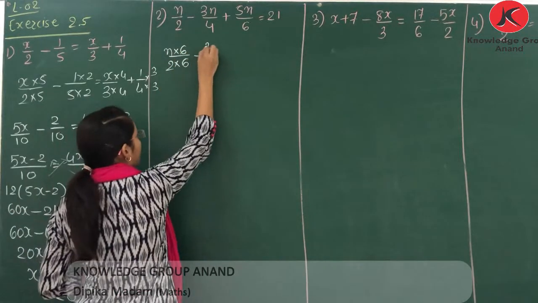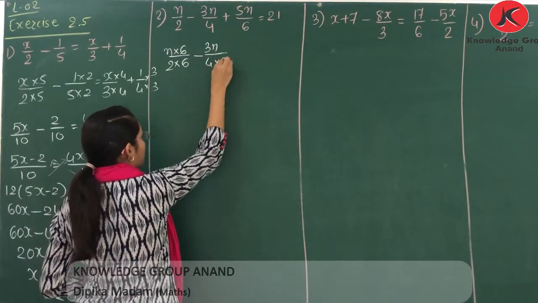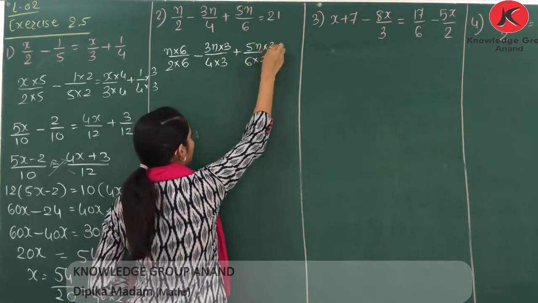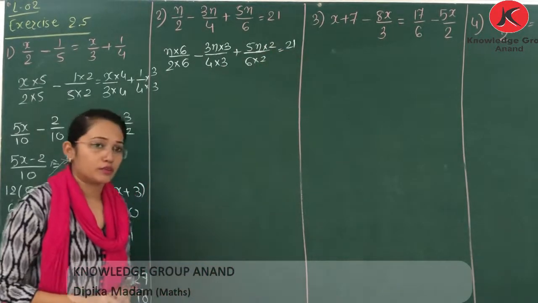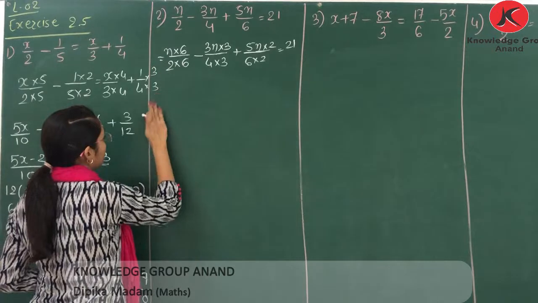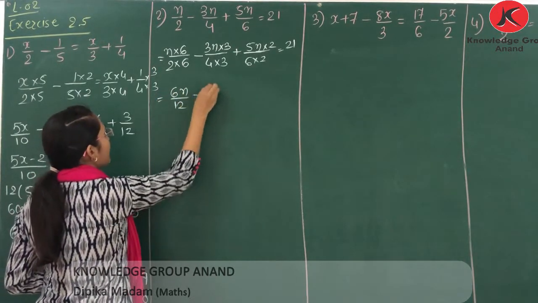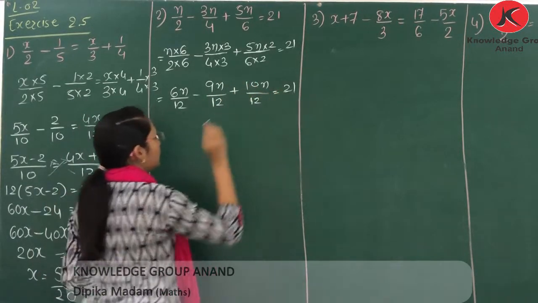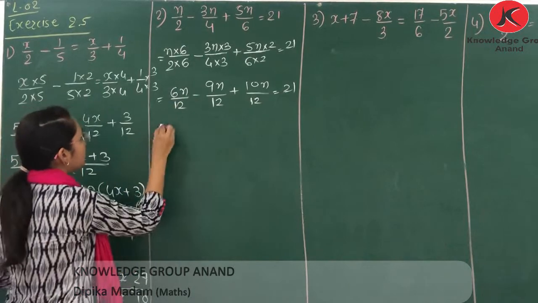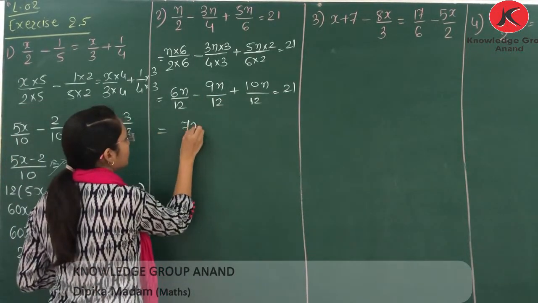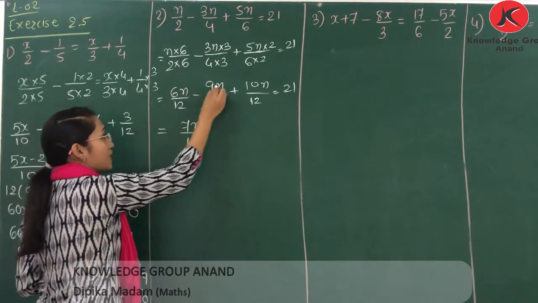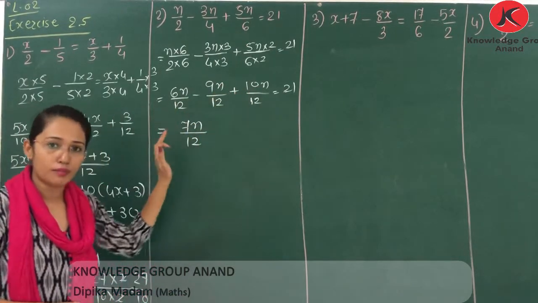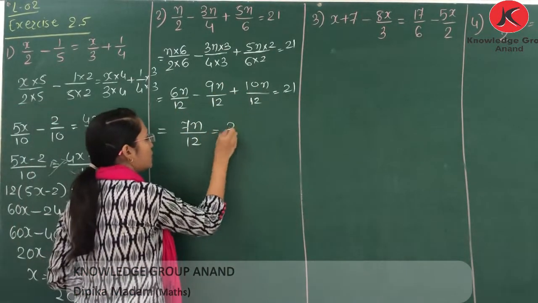Same in numerator. 4 is multiplied with 3. Same in numerator. And 5n by 6 multiplied with 2. 21 as it is. Now it is 6n by 12 minus 9n by 12 plus 10n by 12 is equal to 21. If you solve this, you will get 7n by 12. 6n minus 9n is minus 3n. Minus 3n plus 10n is 7n. Divided by 12 is equal to 21.